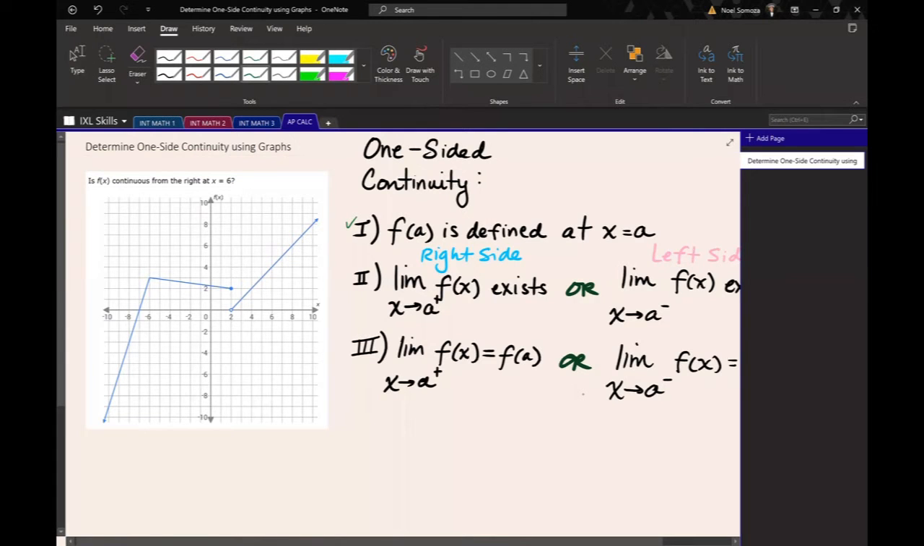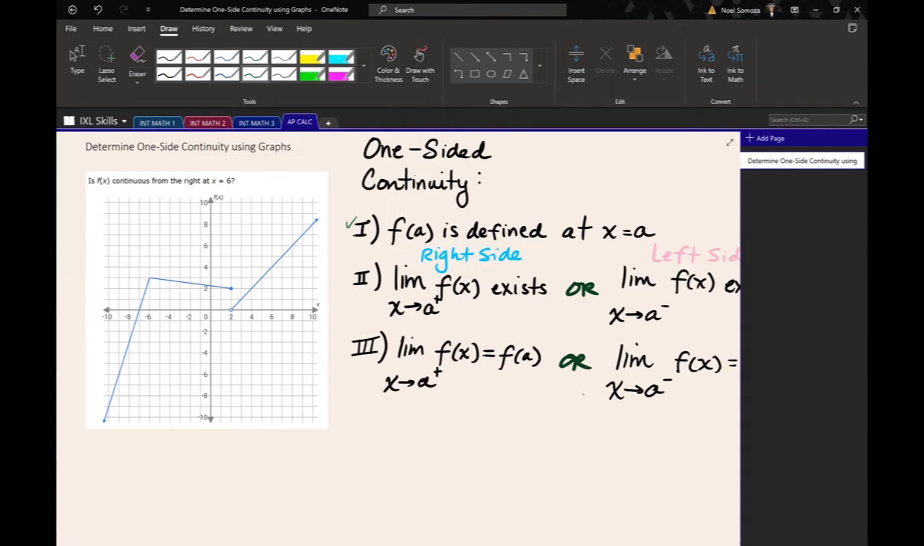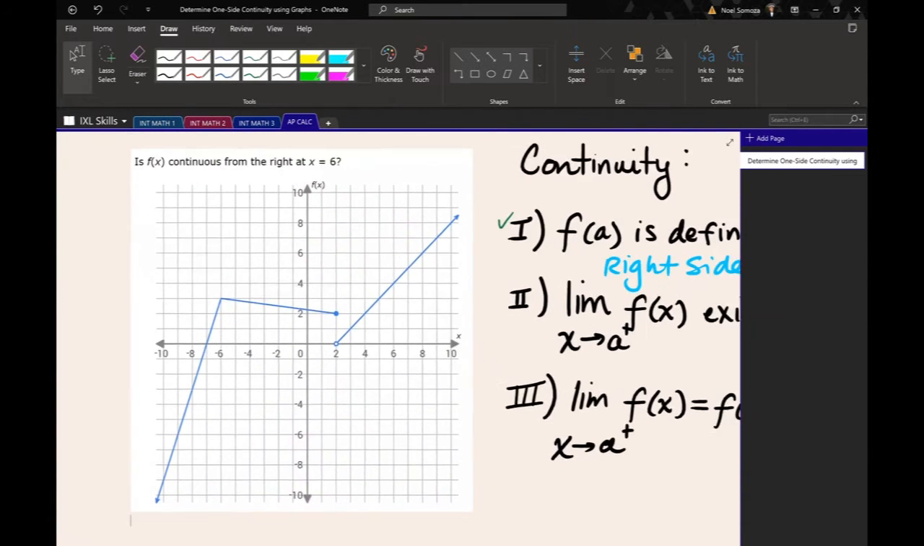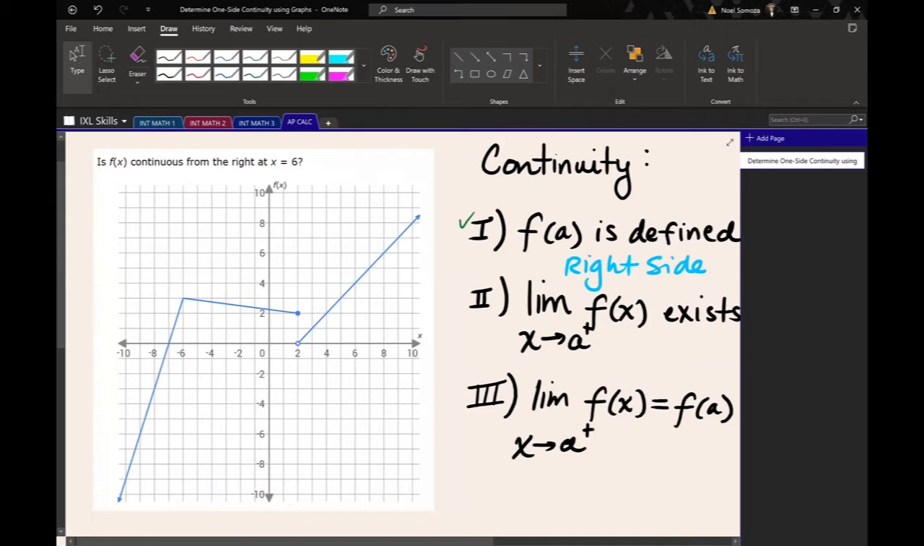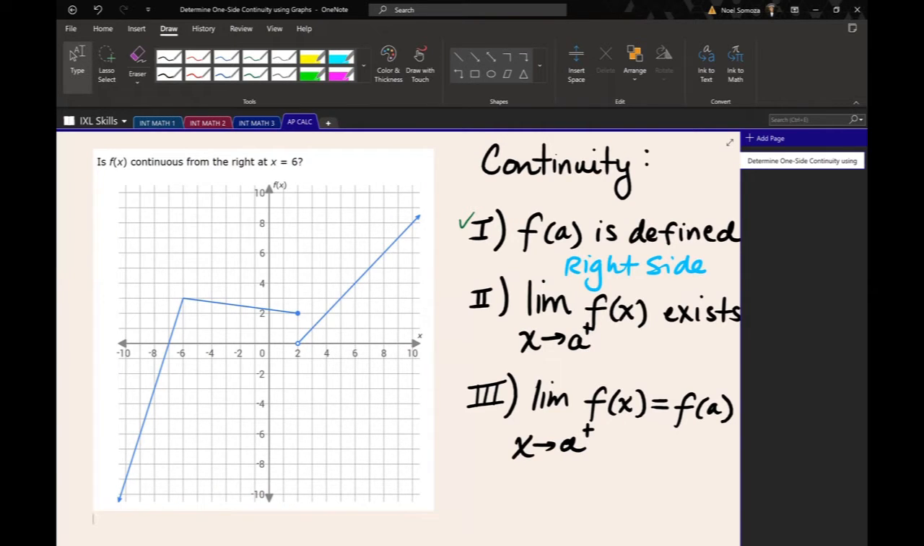All right, so here's our second video on how to determine one-sided continuity using graphs. Let's take a look at the question here. The question is asking, is f of x, our function, continuous from the right at x equal to 6? All right, now, why did I emphasize the 6?